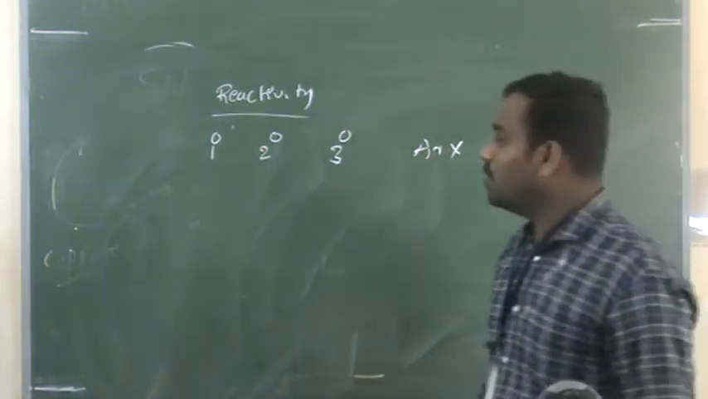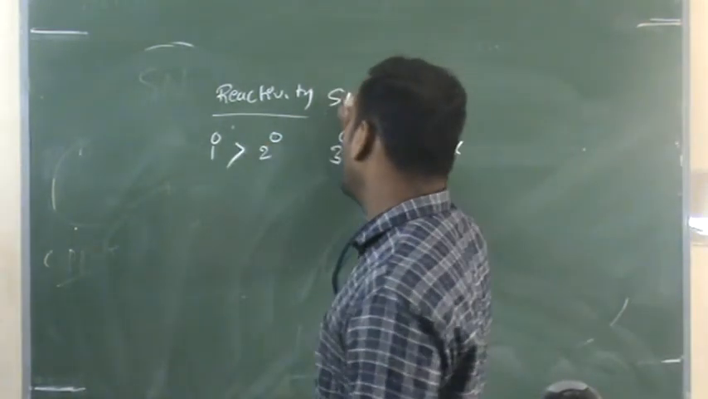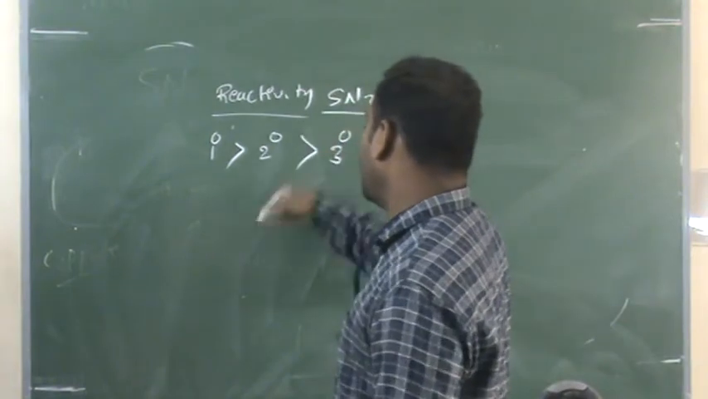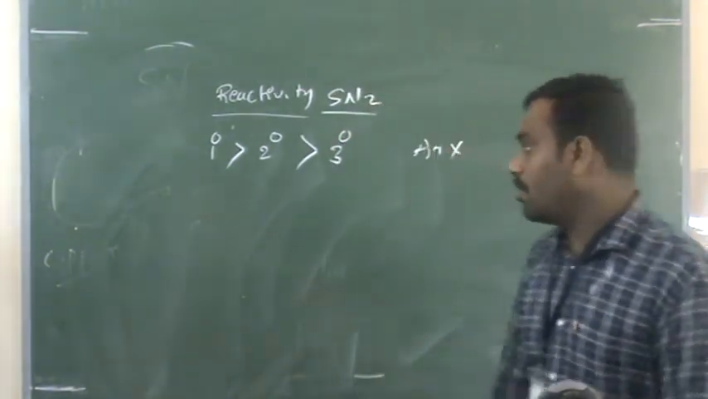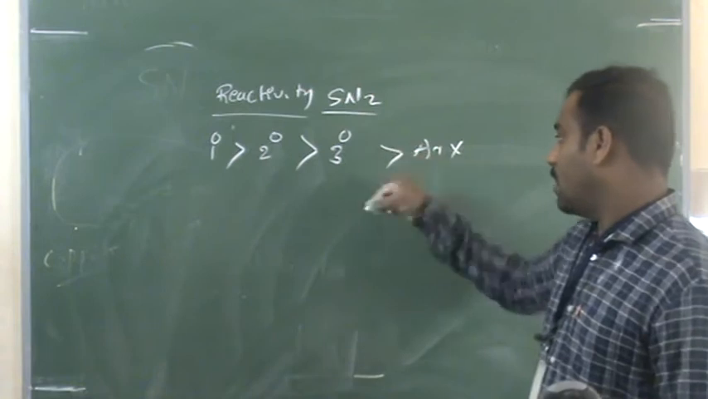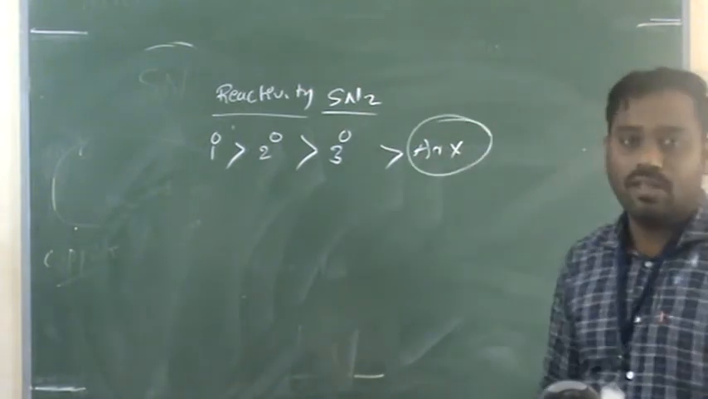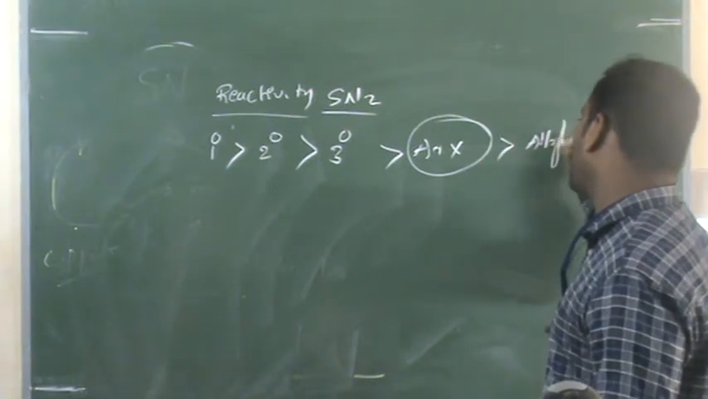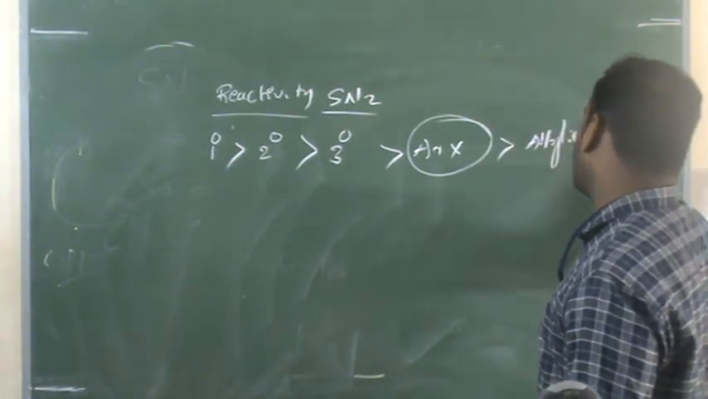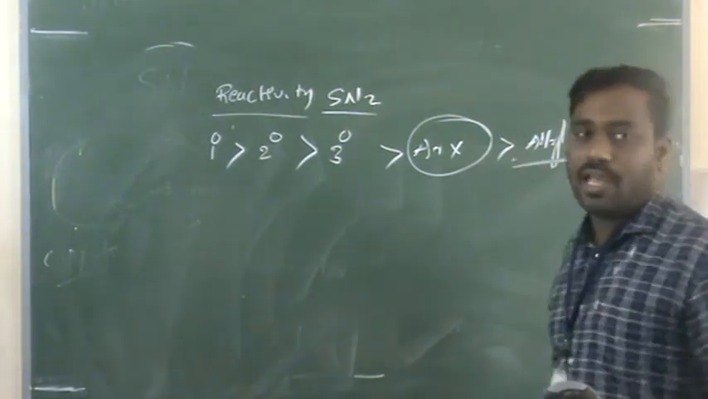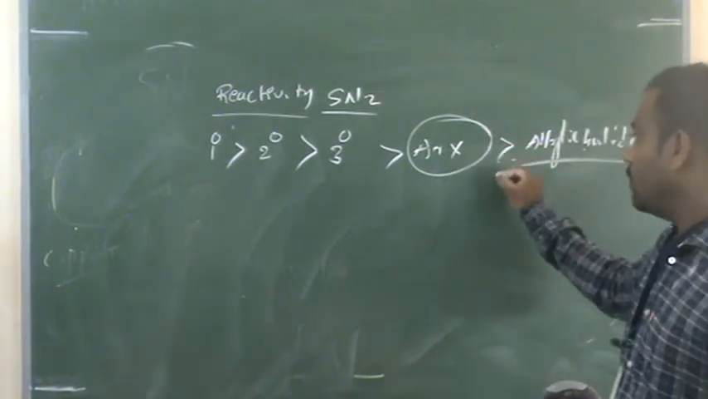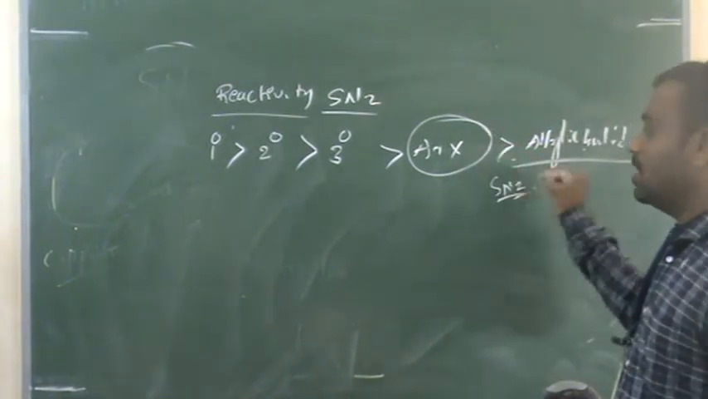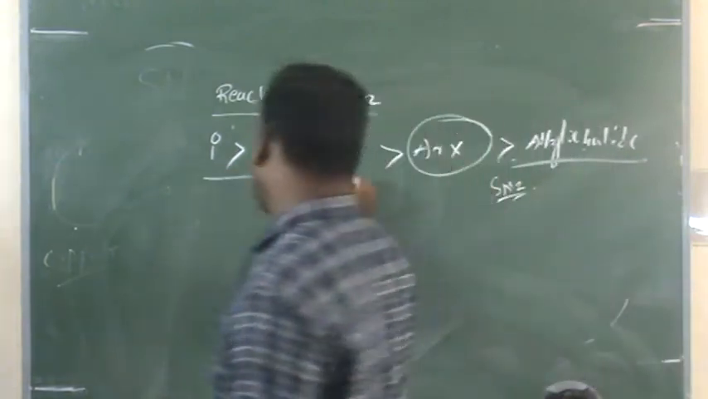Among these, which is more reactive in the SN2 mechanism? Primary is more reactive when compared to secondary, and when compared to tertiary. Aromatic alkyl halide and allylic alkyl halide are very less reactive in the SN2 mechanism. Why primary? They will ask the reason.